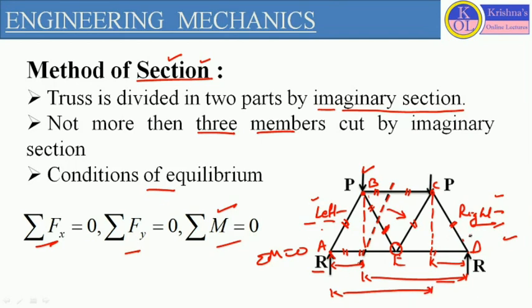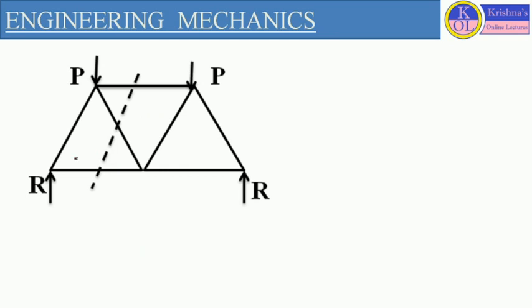What points do you need to remember? Whatever imaginary section we are considering should not cut more than three members, and we can use either the left hand section or the right hand section, and that section should be in equilibrium condition. Here we have this particular truss, which is divided into two parts, and this section is cutting three members.